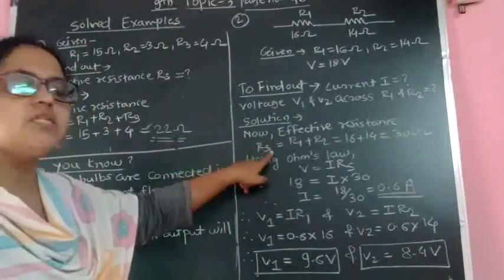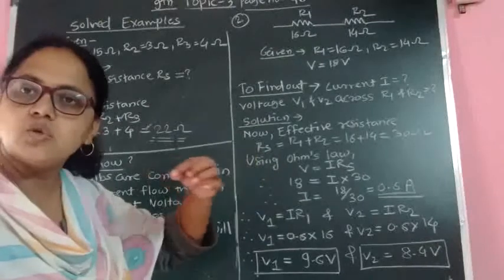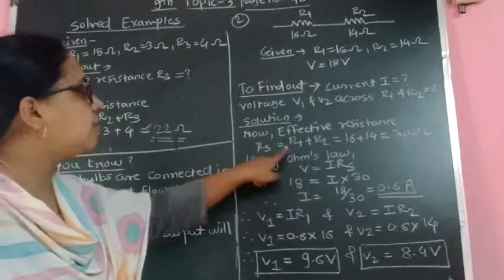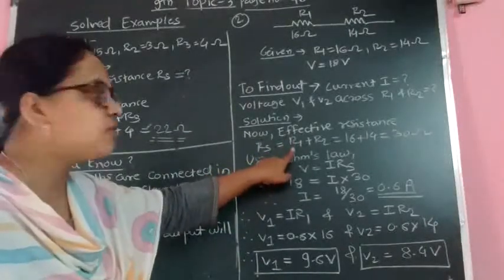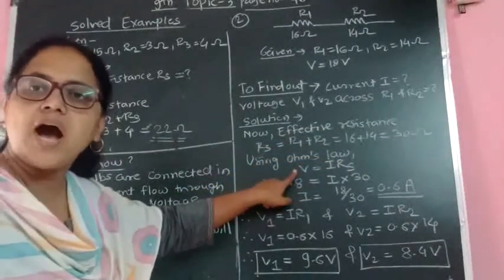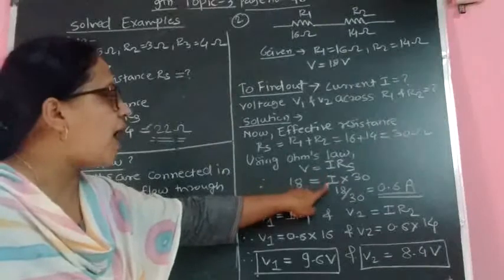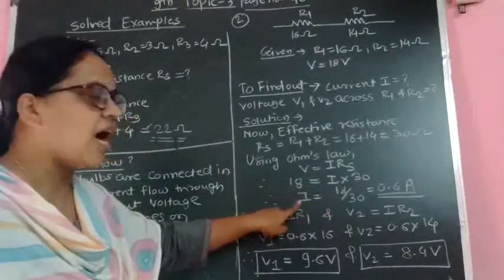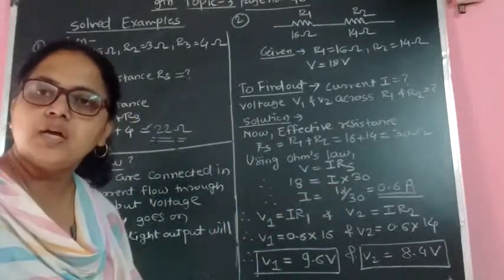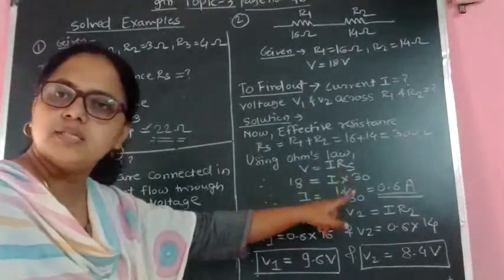Now the solution. First find out the effective resistance RS. The effective resistance in the series combination is the sum of all resistances present in the circuit. So RS is equal to R1 plus R2. Do the addition, 16 plus 14, you will get 30 ohm. Now using Ohm's law, V is equal to I RS. So put the values. The value of V is 18. 18 is equal to I into 30. So find out the value of I. 18 upon 30 is equal to 0.6 ampere. The unit of current is ampere, represented by capital A. So I is equal to 0.6 ampere.